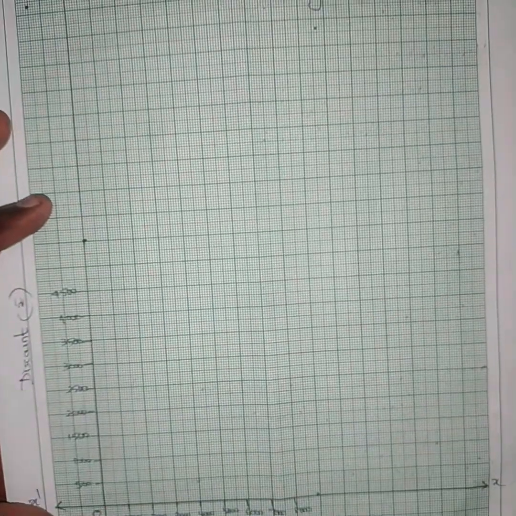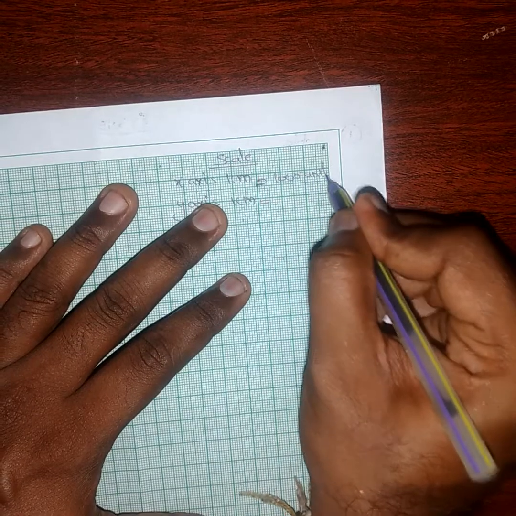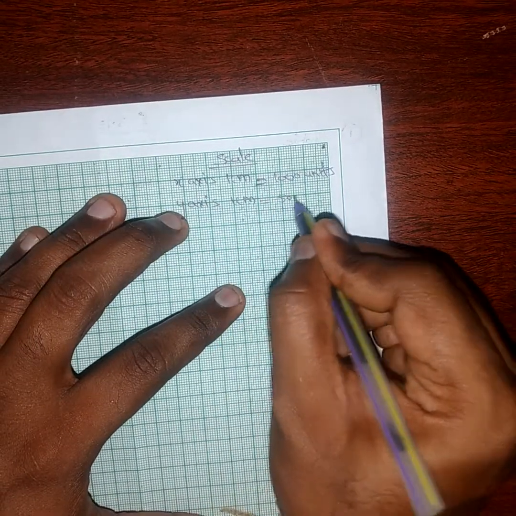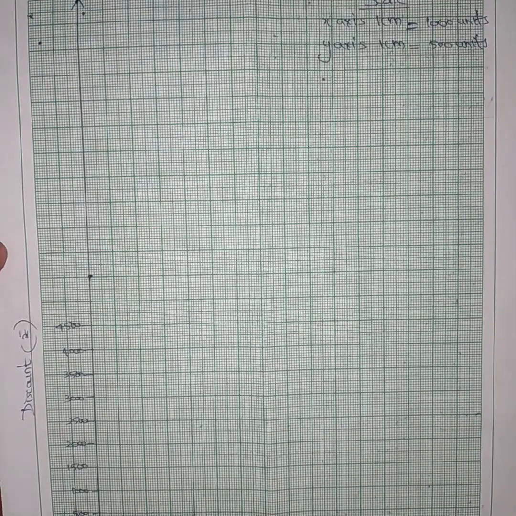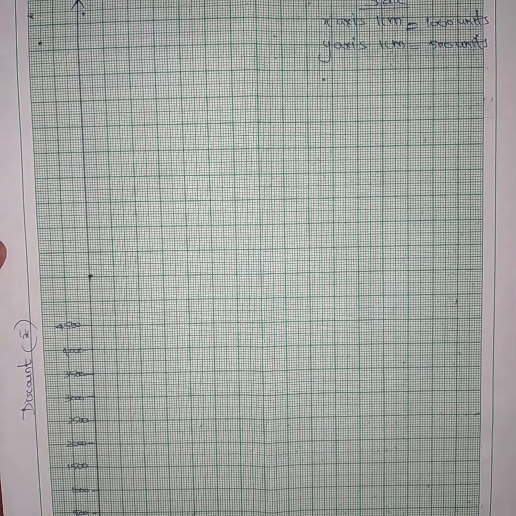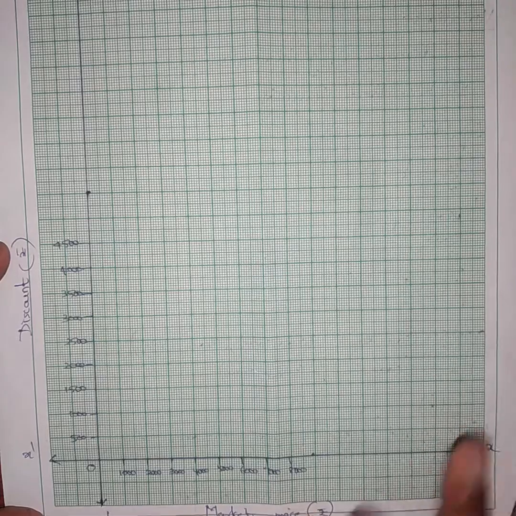So what is the scale? On the x axis, 1 centimeter is 1000 units. On the y axis, 1 centimeter is 500 units, because the highest unit is 1000. So here on the y axis, 1 unit is 500 units. Now I need to make a clear clarification of the points.